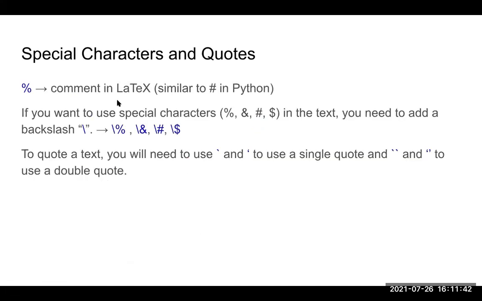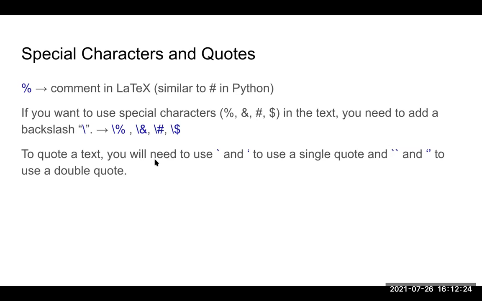And in LaTeX, there are some special characters that you have to be careful with. For example, this percent sign is a comment in LaTeX. So that's basically similar to the number sign in Python. So you might have a question: if you really want to print out this percent sign, or even this number sign, you just have to add a backslash to make it a special command. Like backslash percent, backslash and sign, number sign, and dollar sign. These four are common special characters in LaTeX.